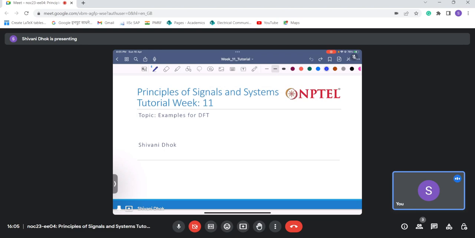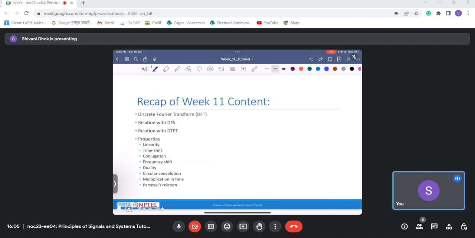We'll also try to use some properties and also look at some interesting properties of this DFT, which are handy for computation purposes. So let's start first with the recap, or the revision, of some of the properties related to DFT. So let's start by defining what is DFT.